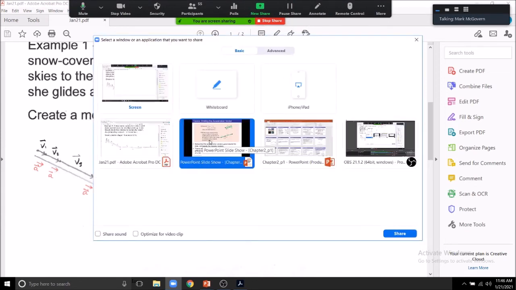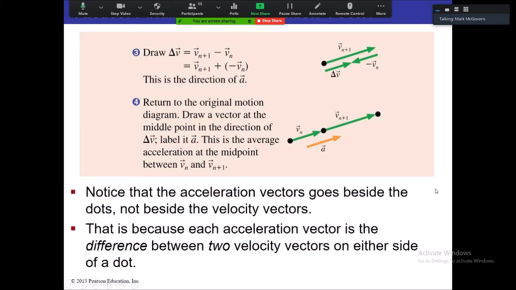Any questions about the acceleration vectors? I mean, you'll see more examples, but any initial questions on that?